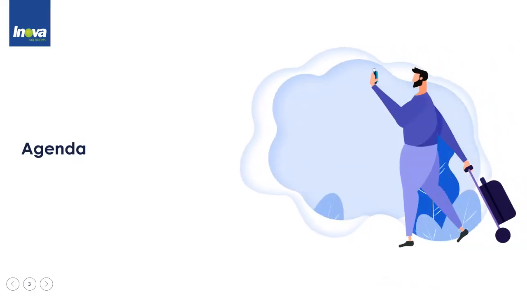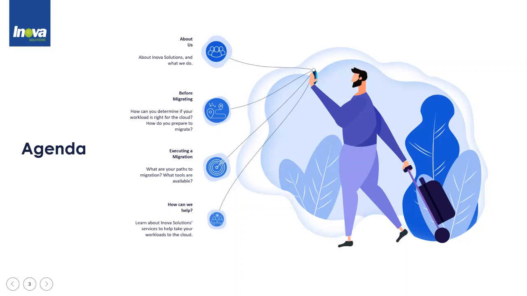First off, we'll start by briefly covering a little bit about Inova Solutions, who we are, what we do, and then we'll really get into the meat and potatoes of our session. We'll start by talking about what we need to keep in mind before we execute a migration, in terms of whether our workload is right to migrate, how we actually migrate it, and what we migrate it to. And then we'll look at some tools that are available to help simplify the execution of that migration. And finally, we'll close out by seeing how Inova Solutions can actually complement the tools that are available and help your business make the most out of them. So let's get right into it.